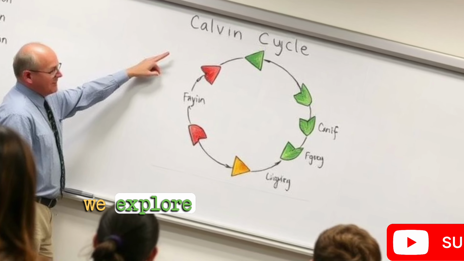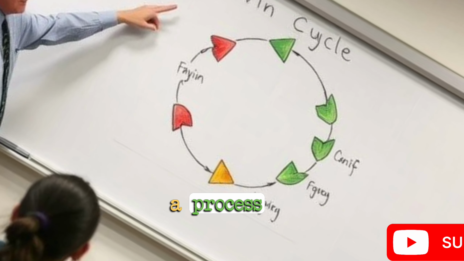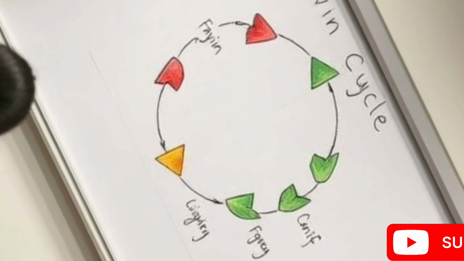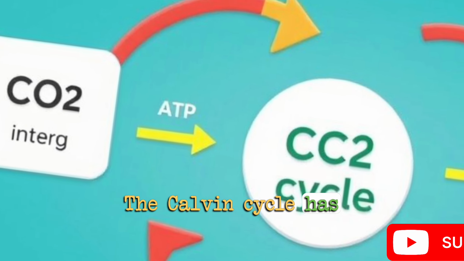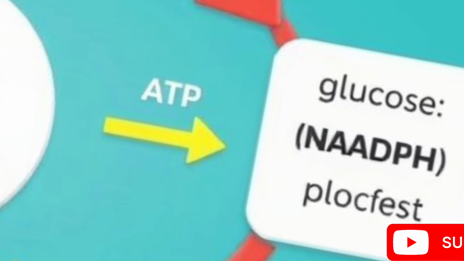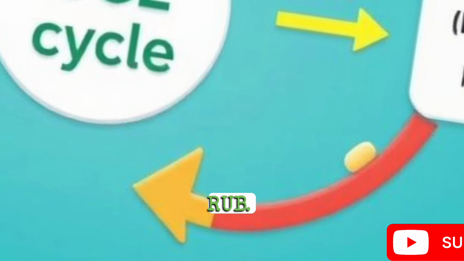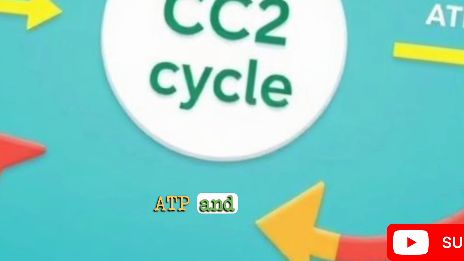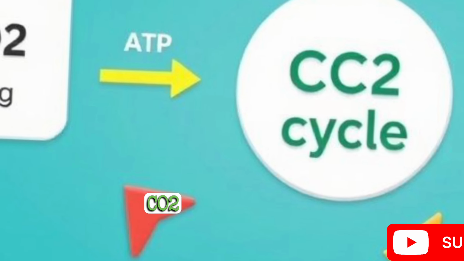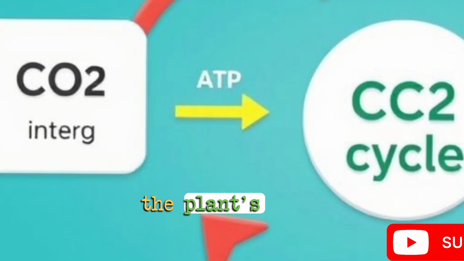Next, we explore the Calvin cycle, a process in chloroplasts that converts carbon dioxide into glucose. It's the heart of photosynthesis. The Calvin cycle has 3 stages: carbon fixation, reduction, and regeneration of RuBP. ATP and NADPH provide the energy to turn CO2 into glucose, the plant's food.